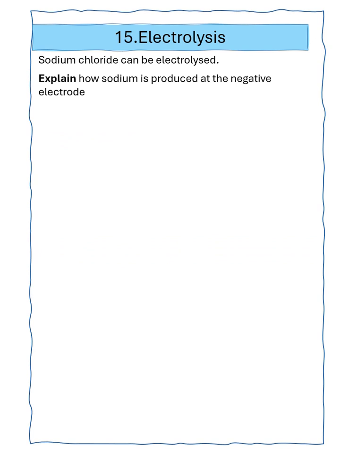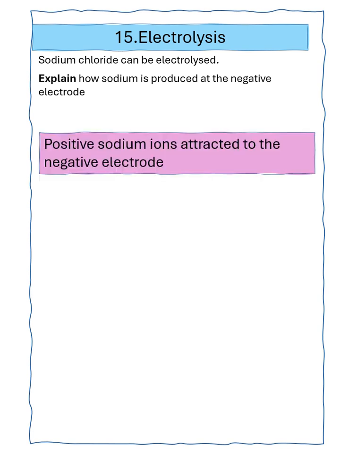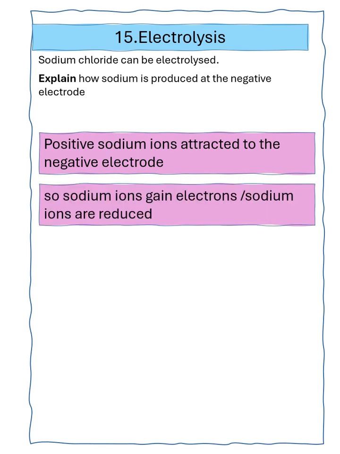Question 15, electrolysis says sodium chloride can be electrolyzed. Explain how sodium is produced at the negative electrode. So we've got to say why the sodium actually moves to the negative electrode and what happens at the electrode. So first of all, positive sodium ions are formed. They're attracted to the negative electrode because opposite charges attract.